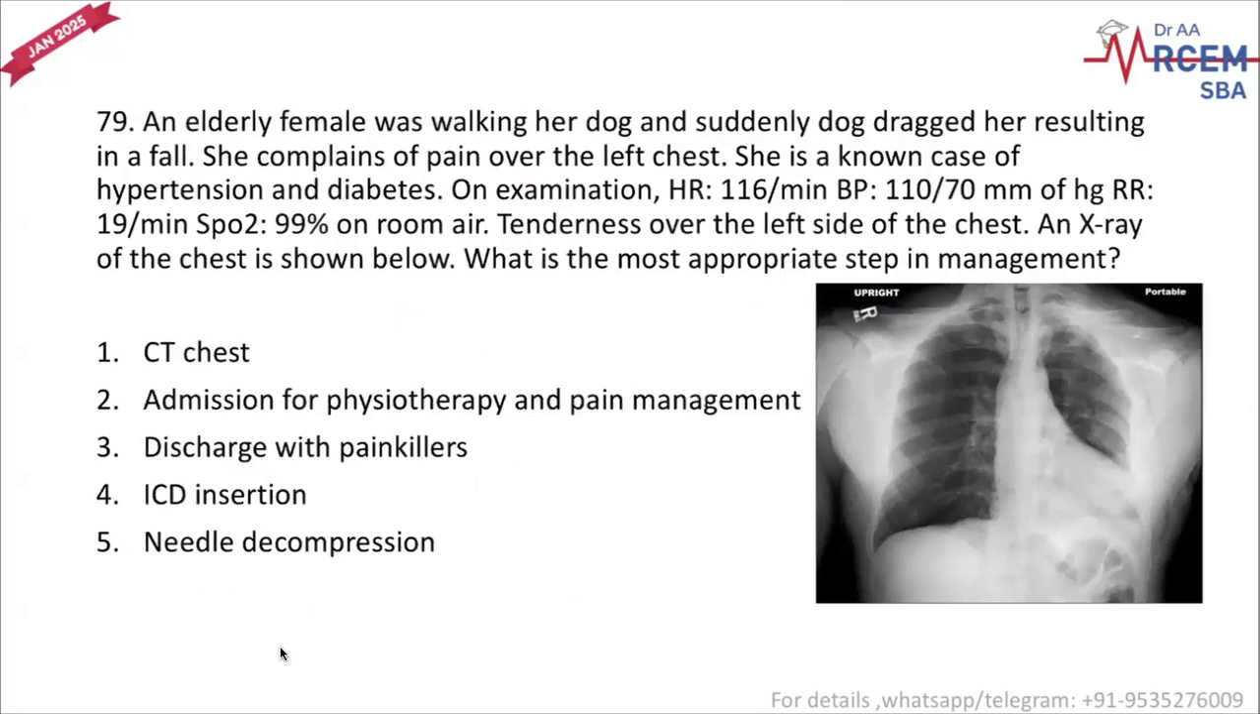An elderly female was walking her dog and suddenly the dog dragged her, resulting in a fall. She complains of pain over the left side of the chest. She is a known case of hypertension and diabetes. On examination, the vital parameters seem to be fine. Tenderness over the left side of the chest is noted. Chest X-ray is shown below. What's the most appropriate next step?